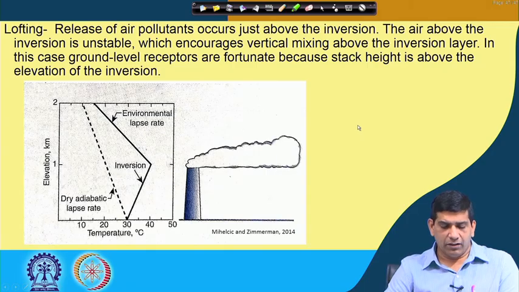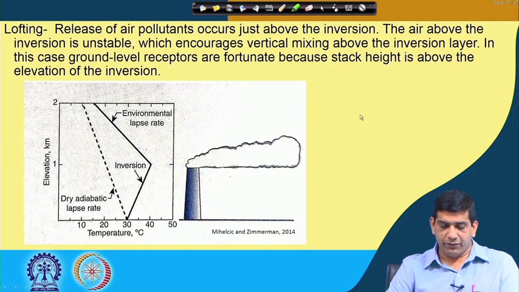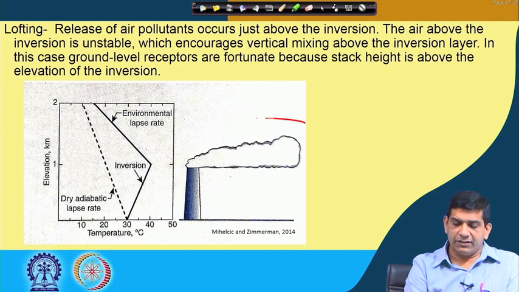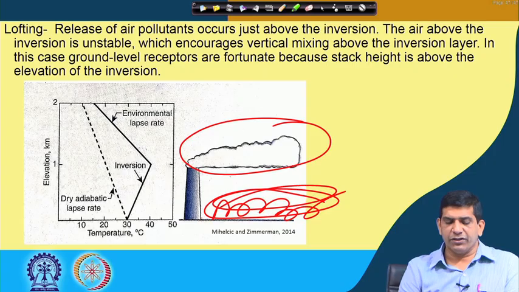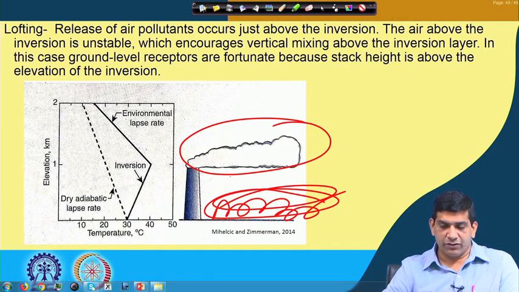Then we have lofting, which is when the release of air pollutants occurs just above the inversion. The air above the inversion is unstable, which encourages vertical mixing above the inversion layer. So, this is actually good. In this case, ground level receptors are fortunate, as the stack height is above the elevation of the inversion. Since the stack height is much higher, if we have houses and other things in this particular area, there is no exposure to the population. So, it becomes actually good.